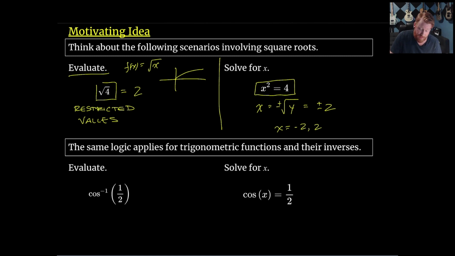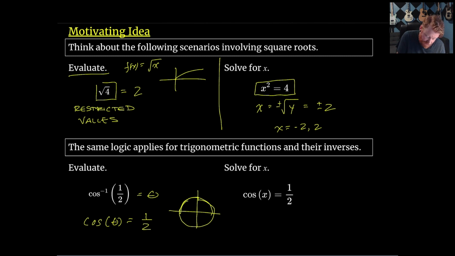So the same logic applies to our trig functions going forward. If we're just asked to evaluate something like cosine inverse of 1/2, this cosine inverse is already in the problem. If we set this equal to theta and think about, okay, cosine of what angle theta would give me 1/2, we're thinking about our restricted domain. I'm only looking for angles that live in the top half of the unit circle, and so 1/2 is about there, and we can figure it out that way.